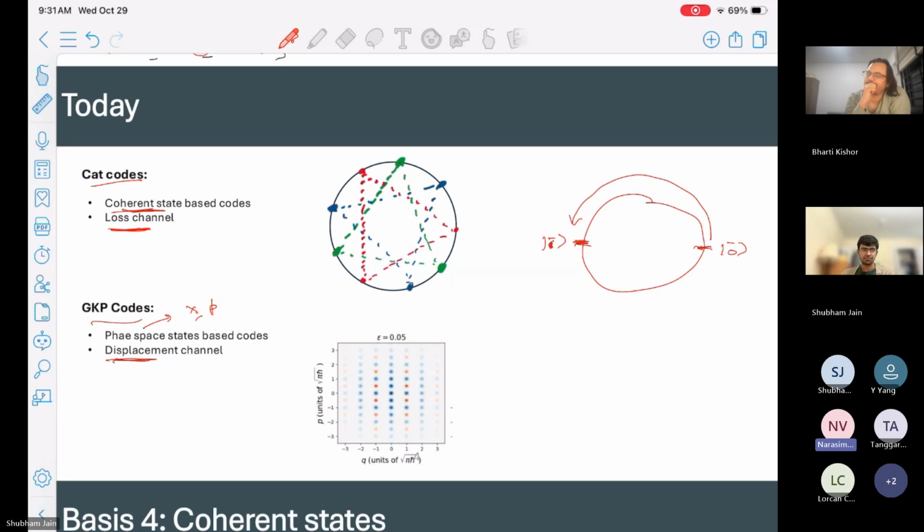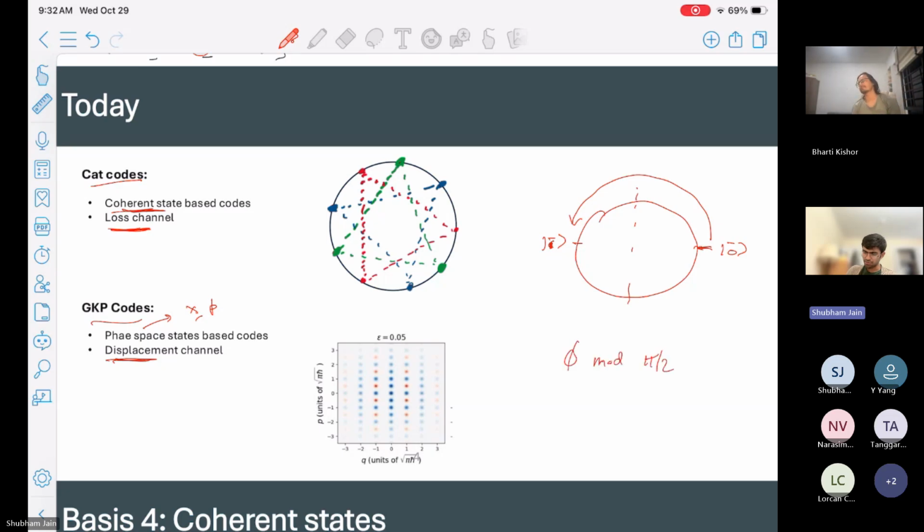Even formally, let alone practically, what would be a measurement that would tell you the phase without disturbing the superposition? Exactly this thing, right? For example, in this cat code, you would want to measure the phase modulo pi over 2. So if you measure it in this region, let's say.